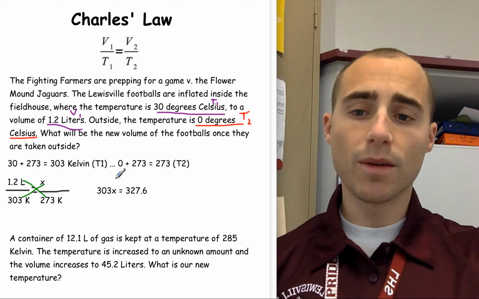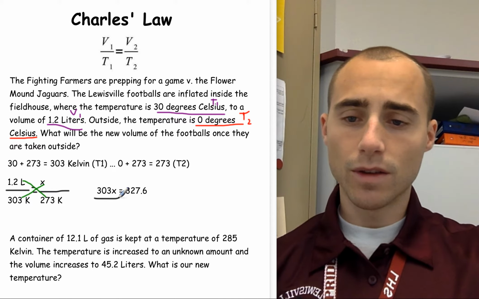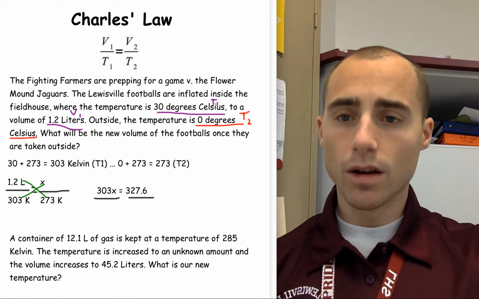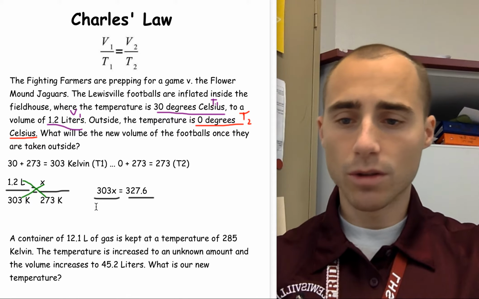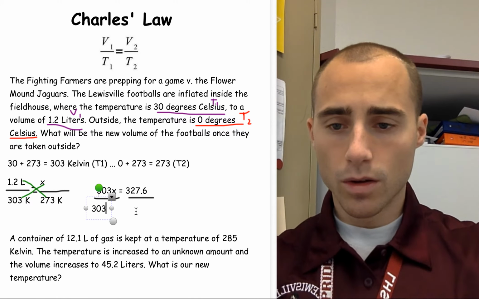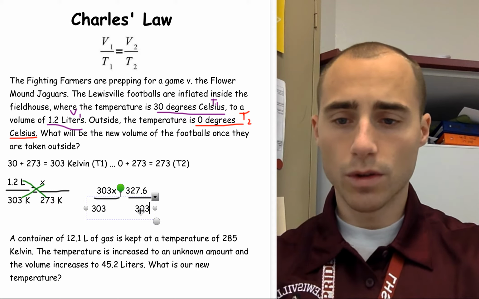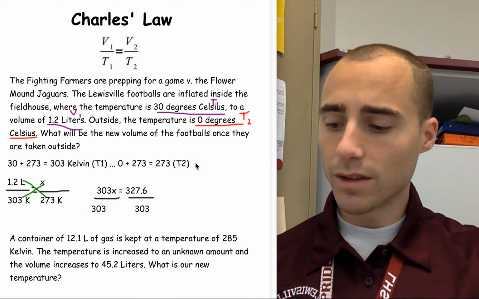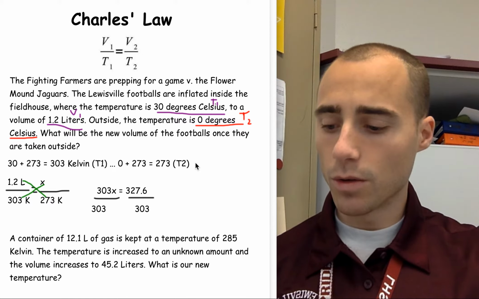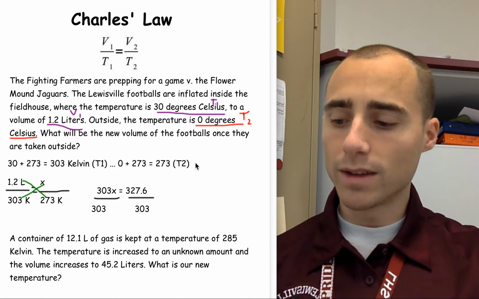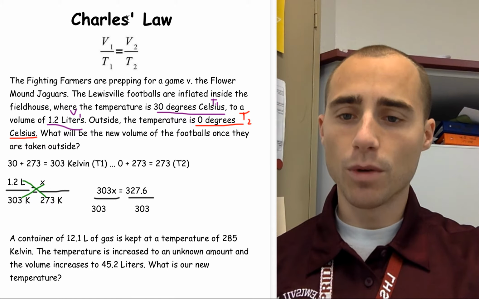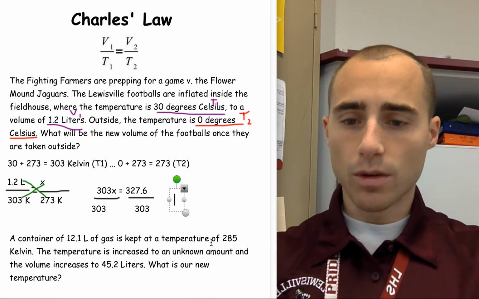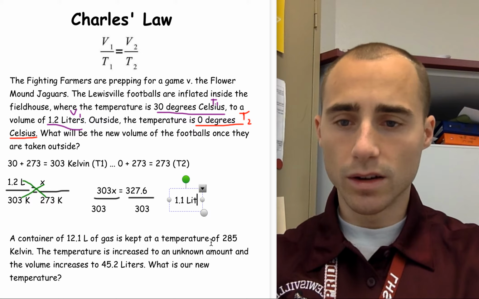Then we just divide by 303. You always divide by whatever is by the x. So you have to divide by 303 on both sides. 327.6 divided by 303, you end up with 1.09. So we're just going to go with 1.1. You end up with 1.1 liters.